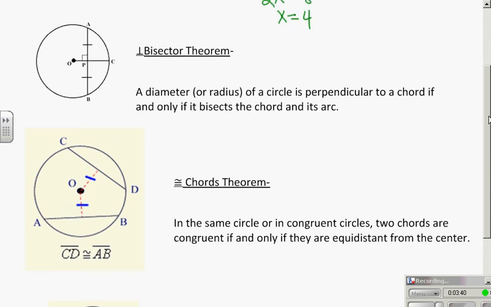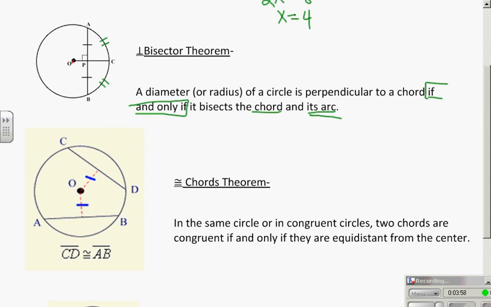Now the perpendicular bisector theorem, this is a theorem we have seen before with triangles. I talk about it as the guide wire problem. A diameter or radius of a circle is perpendicular to a chord if and only if, remember that works both ways, it bisects the chord and its arc. So these arcs are also equal.